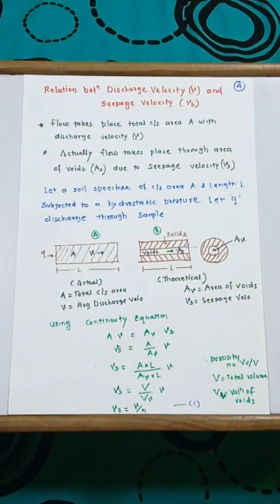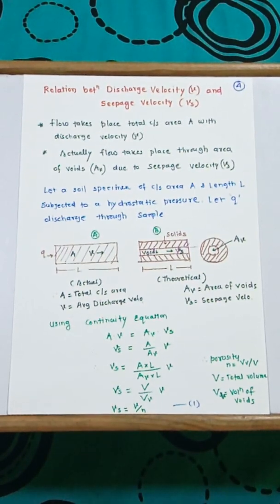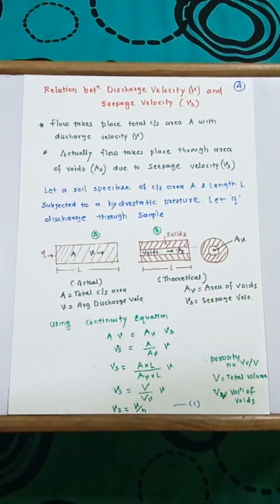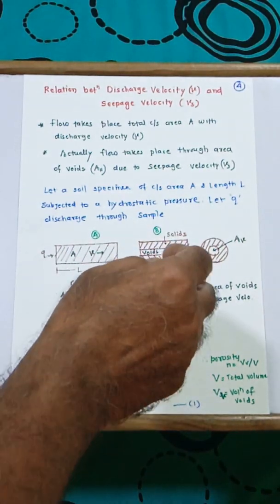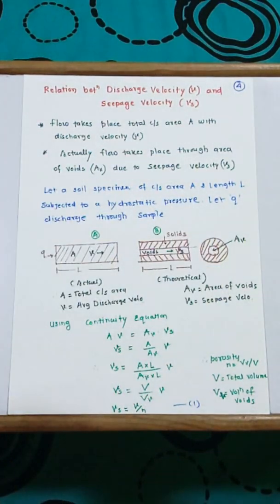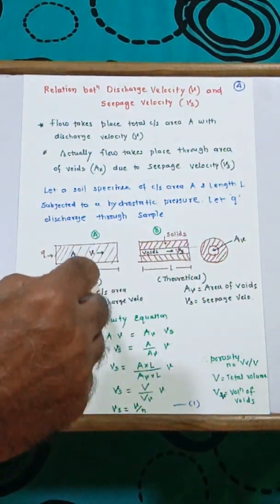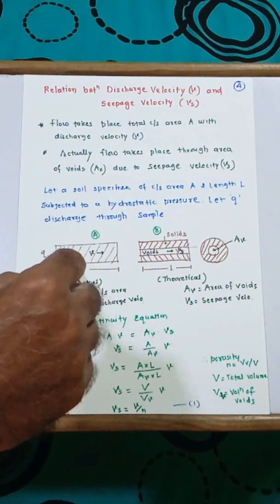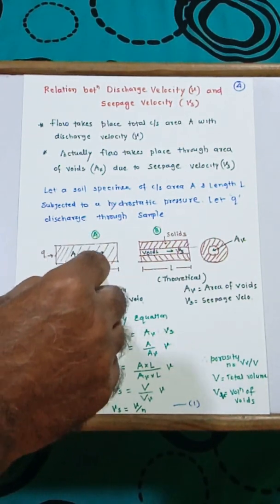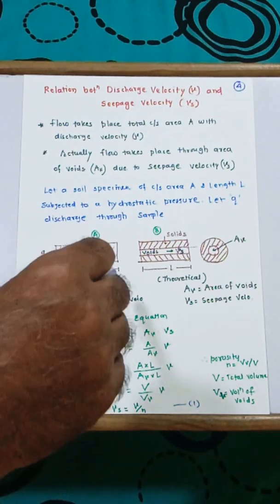But all of you know the phase diagram, which consists of solids and voids. And permeability means the flow takes place only through the voids. So it is not the total cross section area responsible for flow, but it is the void area. So this section, which is considered of a cross section area A and a length L, is actual.